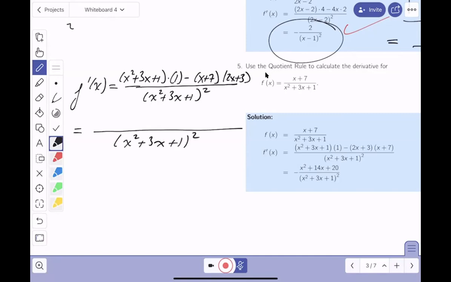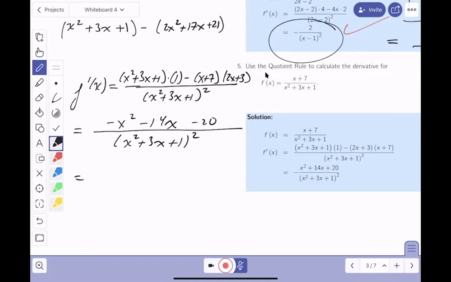I'm going to put a little side work down. So the top is x squared plus 3x, plus 1, right? And I'm going to say it's minus. Let's see what we get over there. We get 2x squared. And you'd get 3x and 14x, which would be 17x. And 7 times 3 is 21. Well, when we combine terms together, I'd get minus x squared. 3x minus 17x is minus 14x. And then 1 minus 21 would be minus 20.